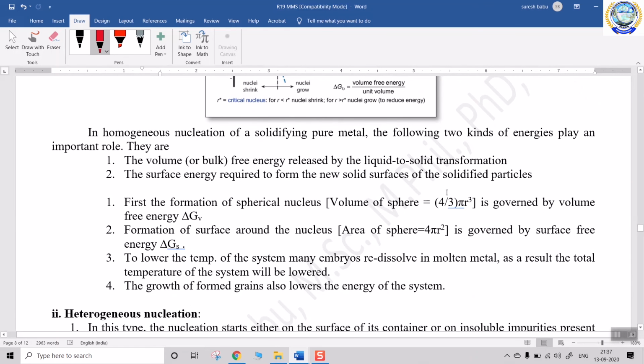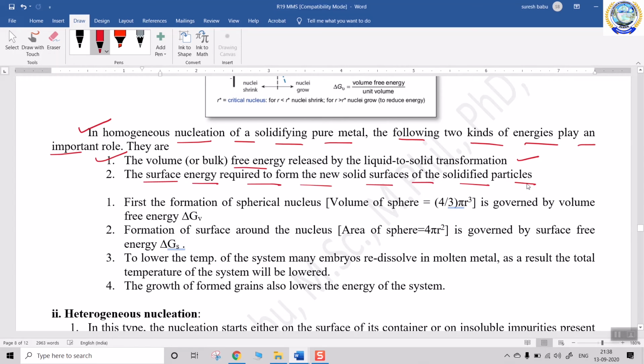So here I wrote, in homogeneous nucleation of a solidifying pure metal, the following two kinds of energies play an important role. What are those energies? One is volume free energy, which is released by liquid to solid transformation, and another one is surface energy required to form the new solid surface of the solidified particles.